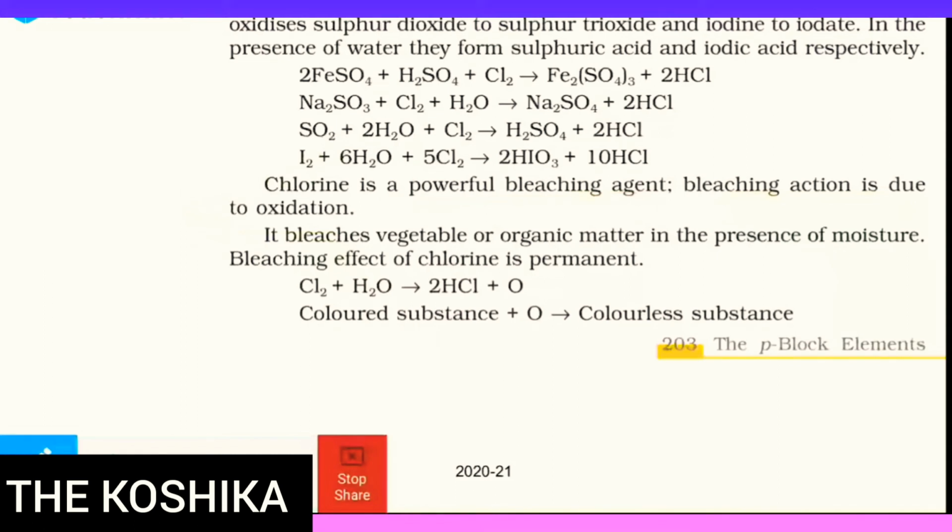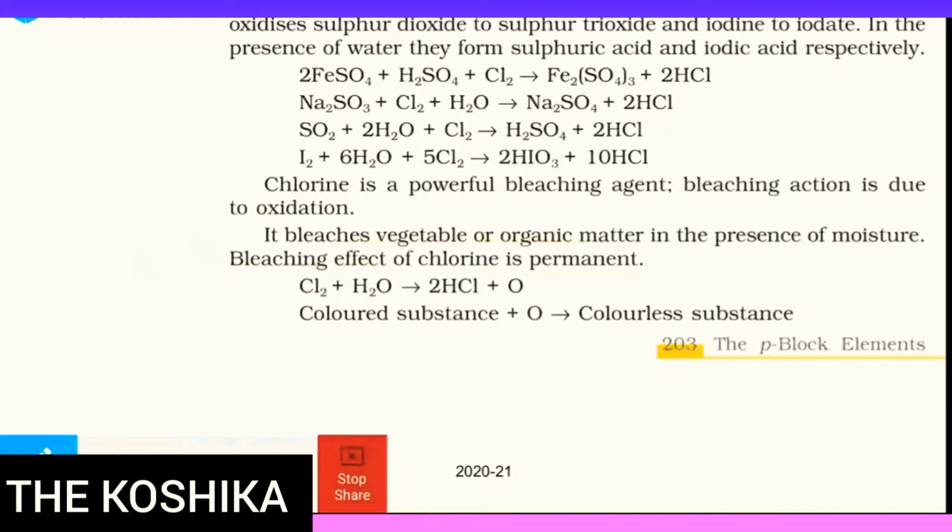It bleaches vegetable and organic matter in the presence of moisture. Bleaching effect of chlorine is permanent. ये रिवर्स नहीं होता ना, ये परमानेंट हो जाता है. एक बार रंगहीन हो गए कपड़े तो कलरलेस ही रहेंगे.